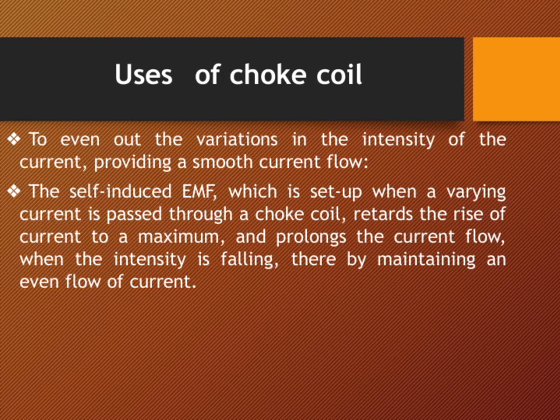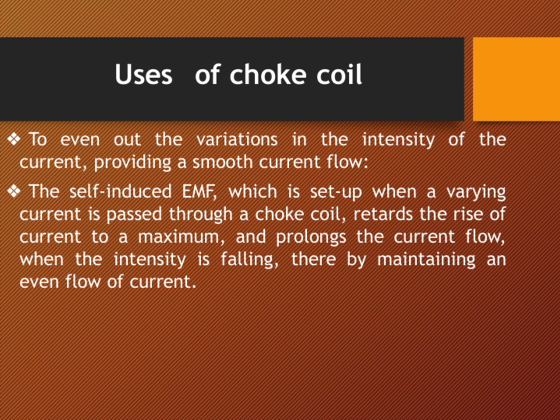To even out the variations in the intensity of the current, providing a smooth current flow, we rely on the self-induced EMF. When a varying current passes through a choke coil, it creates this EMF that opposes changes in the current. This means that the EMF acts to slow down the rapid rise of current to its maximum value, and it also helps to extend the duration of the current when it's falling. Essentially, it smooths out the fluctuations, maintaining a more consistent and even flow of current throughout the circuit.